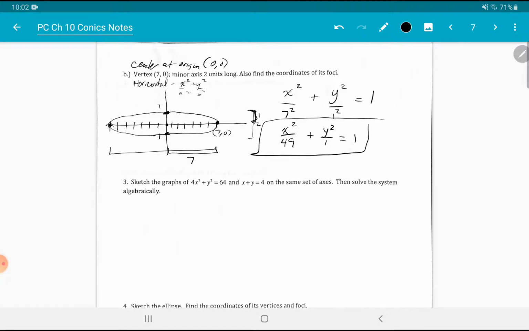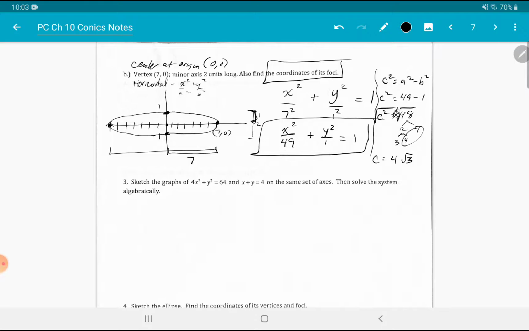There's our equation. We also need to find the coordinates of the foci. So keep in mind that the foci can be found by doing c squared equals a squared minus b squared. So c squared is equal to 49 minus 1, or that's going to be the same as 48. And if we square root both sides, remember that the c value being a length cannot be negative, so we should only have the positive square root of 48. And if we think about what 48 is made up of, that's 12 and 4, and that's 4 and 3, so we have a group of 2 there. So c is going to be 4 square root of 3.